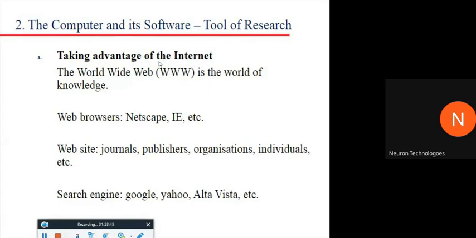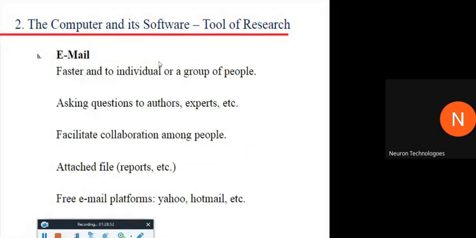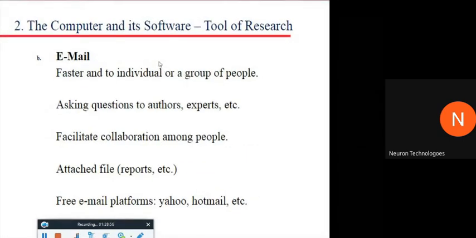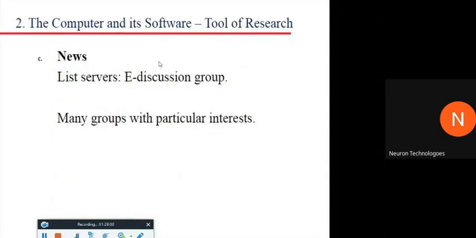Web browsers: Netscape, Internet Explorer, different things you already have. Email, faster, to individuals and groups. I'm skipping news. List servers, e-discussion groups, many groups with particular interests. So this is basically a multi-dimensional era. We know very well that without collaboration and integration of other disciplines and knowledge, we cannot refine our research. Our research is not single dimension. It's a multi-dimensional approach, and every researcher tries to cover all its related areas: the quantitative area as well as the qualitative area, and its surrounding area and linkage areas as well.